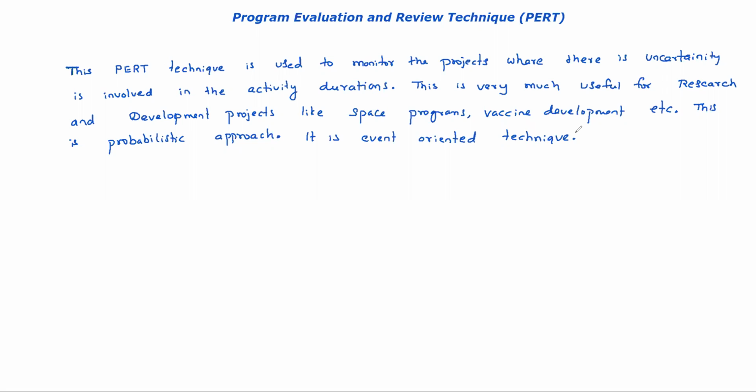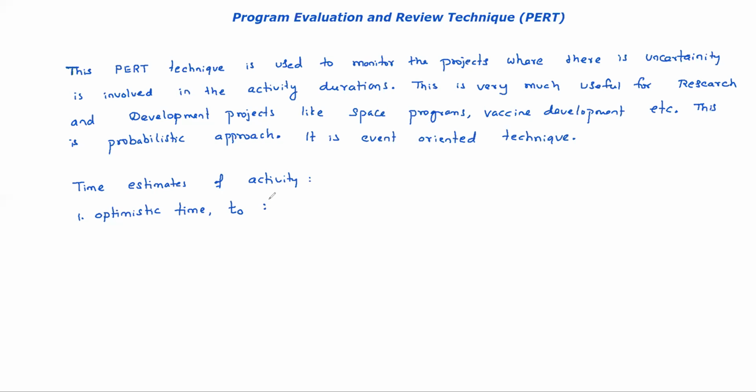The remaining things, critical path, everything will be there here also, but the activity durations are having uncertainties. So we'll prefer this technique. So basically, time estimates of activity, we have basically 3 time estimates. Number 1 is optimistic time. Optimistic time we represent with T naught.